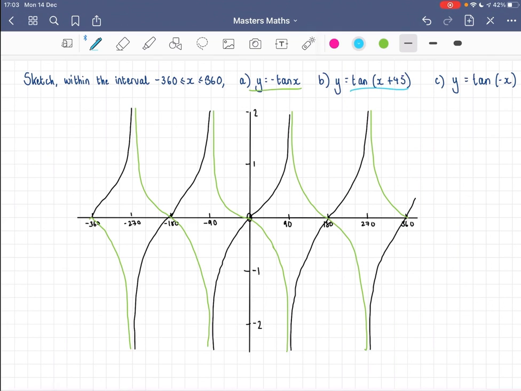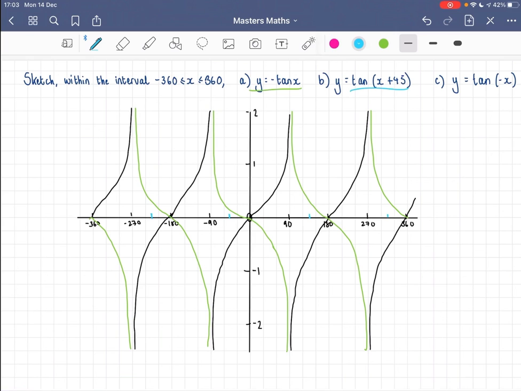So what's best to do is find where all the asymptotes would be, where all of our intersections with the x-axis would be. So instead of crossing at 0, it's going to cross at -45. All of our intersections are going to be 45 less. I'm trying to figure out which ones I'd actually be able to see on this graph. So it would look like that.